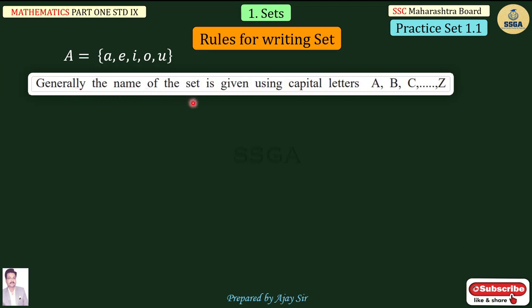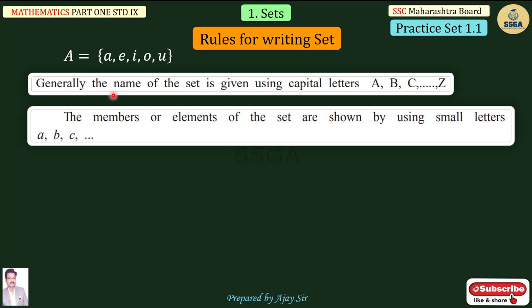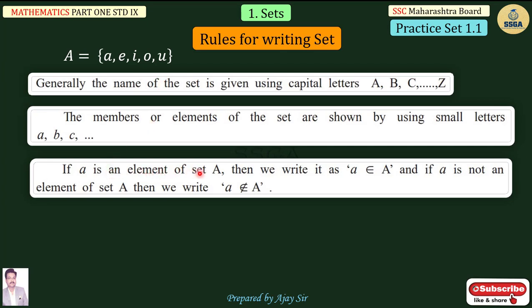So this is the first point. Next, the elements or the members of the set are shown by using small letters a, b, c, d. So these small letters indicate elements or members of that set. If a is an element of set A, then we write it as a belongs to A. So this symbol is called belongs to. Means a is an element of set A. And if a is not an element of set A, then we write a does not belong to A. So this is the symbol of belongs to, and this is not belongs to.